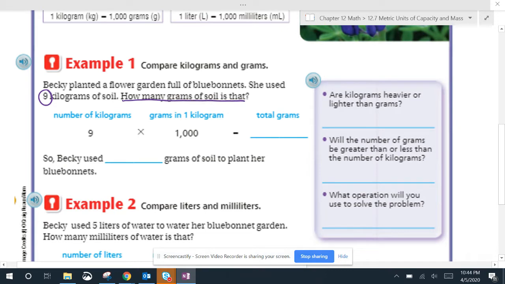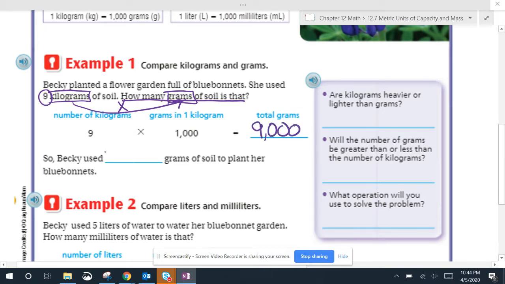I don't have any more numbers. The question is underlined, so now I'm looking for keywords. Keywords when I'm dealing with measurement are definitely my units. So I have kilograms and grams. Now, the question is asking me to change kilograms to grams. In order to do that, I'm going to need to multiply. So I'm going to do 9 times 1,000, which is really easy because it's just 9 times 1 and then adding a few zeros. So 9 times 1,000 is 9,000.